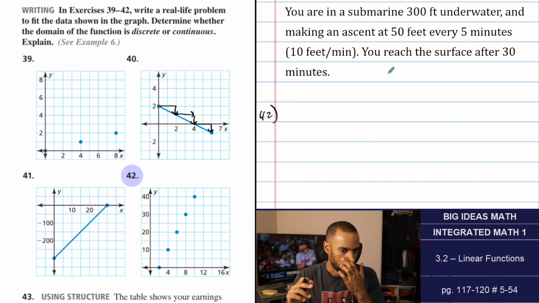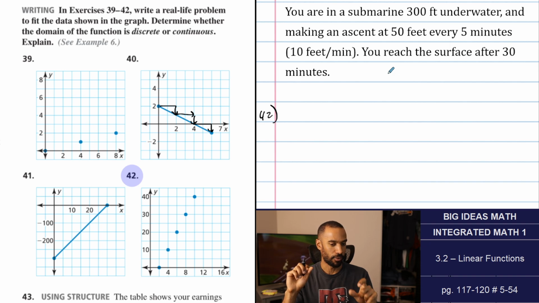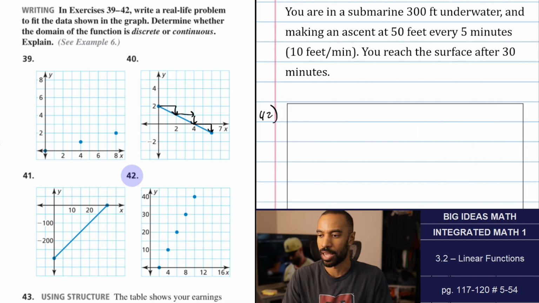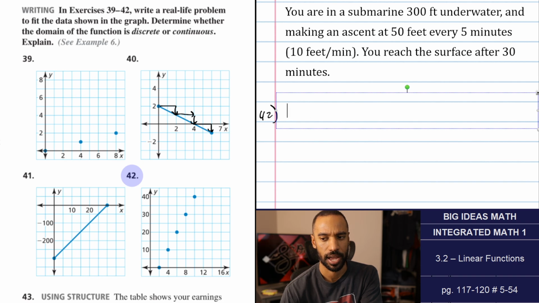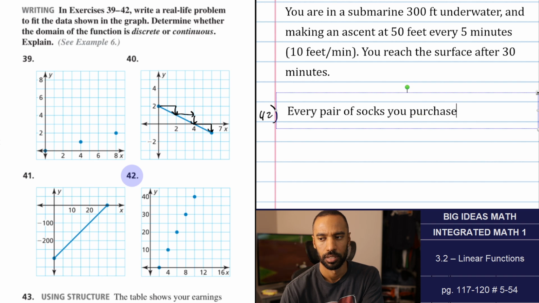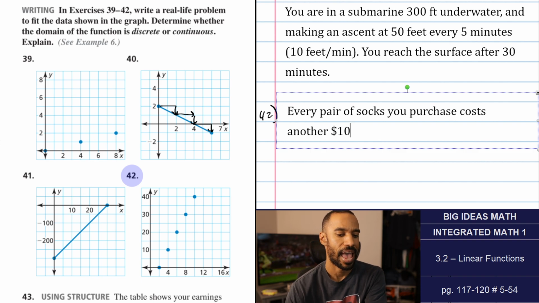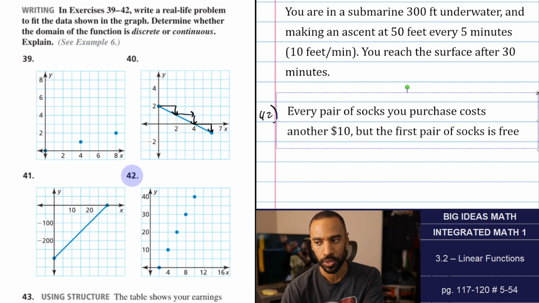So I have to think of pairs of things. So I'm going to talk about buying pairs of socks, but we need to find it in a way that the first 2 pairs of socks you buy are free or that you stole them, but we can't be talking illegal things on here, right? Not being criminal. So something like every pair of socks you purchase costs another $10. Now, by pair, X is the number of socks, right? But the first pair of socks is free with any purchase. How about that?